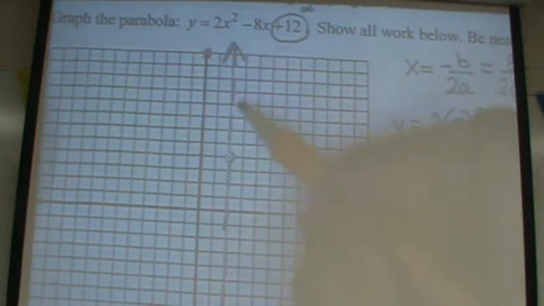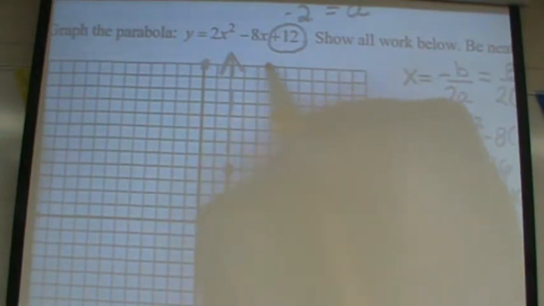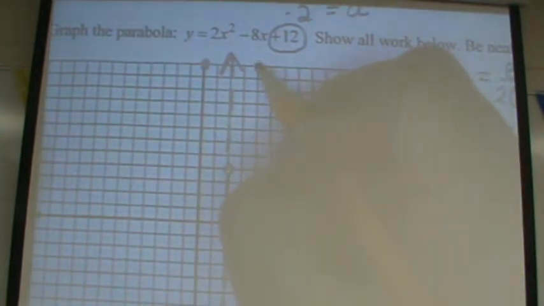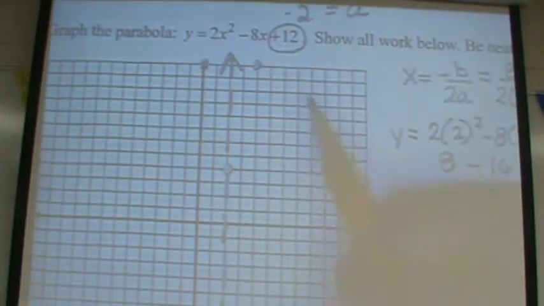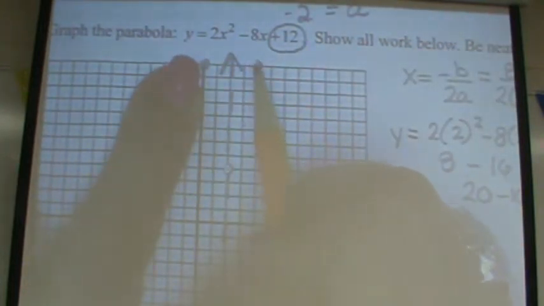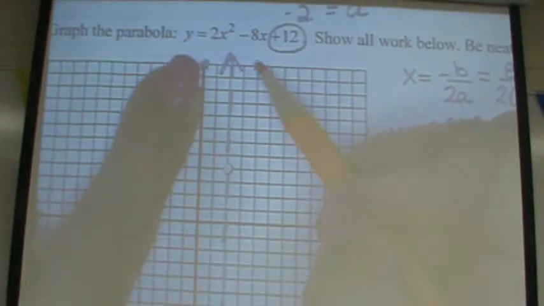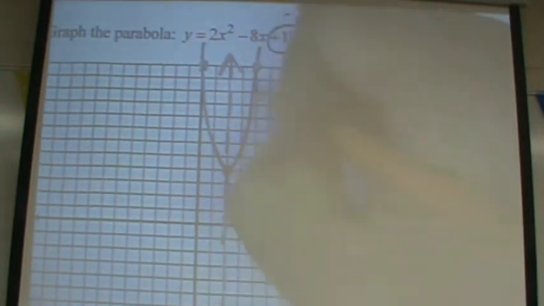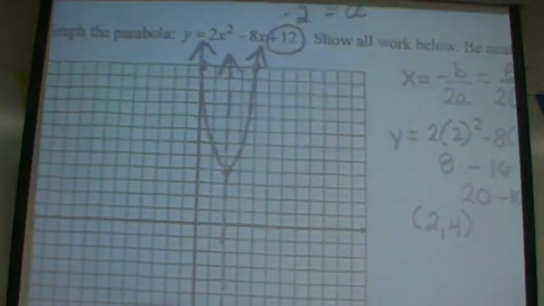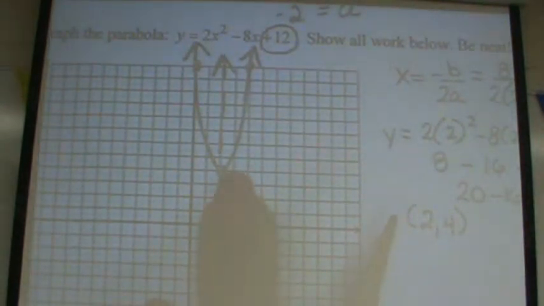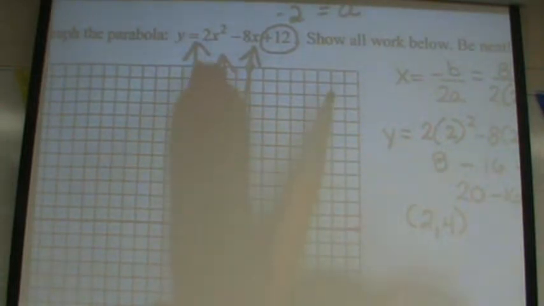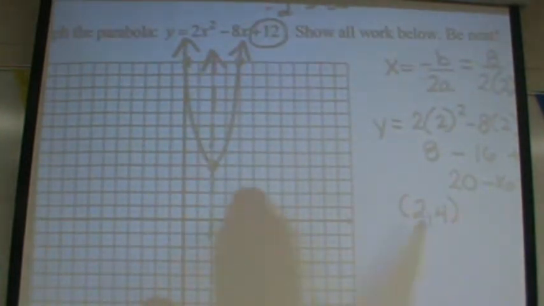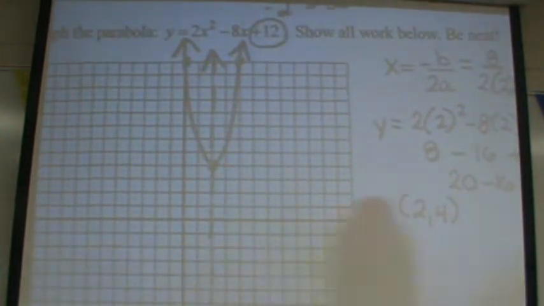Now, because of my axis of symmetry, I'm going to go 2 across because I want to make my graph look nice and symmetrical. 2 across from my axis of symmetry, 2 across this way. Now, I'm going to draw my graph the best I could, making it symmetrical and curvy. And I know, based on the fact that my A value is a positive, that's my vertex, my y-intercept is 12, this thing is not going to cross the x-axis.